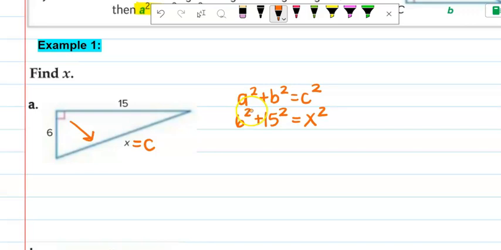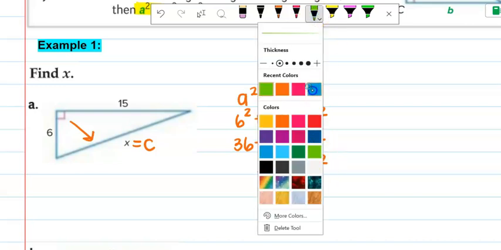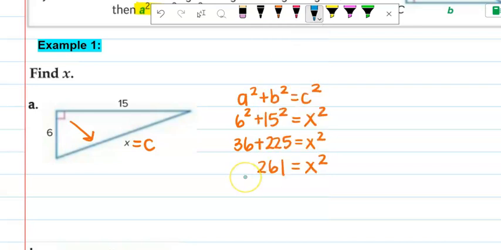So 6 squared, 6 times 6 is 36. 15 squared, 15 times 15 is 225. We're going to go ahead and add those together, and we get 261. So technically we do have X squared by itself, but we still have to get rid of this squared. The opposite of squaring something is taking the square root. It looks like a little radical sign like this.